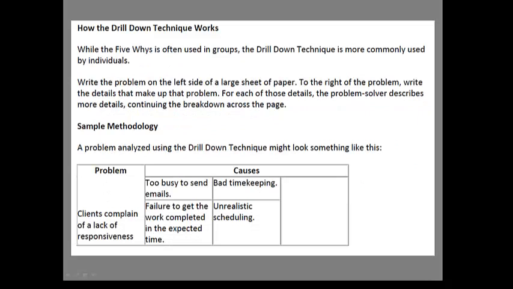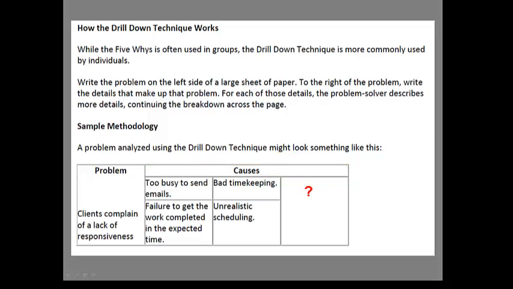Here's the drill down technique. If 5 whys is used in groups, the drill down is used typically by an individual. You put the problem in the left-hand column. The client complains of a lack of responsiveness. Then you start adding to it. The next column: I'm too busy to send emails. Well, why are you too busy to send emails? Because I'm not good at keeping time or managing time. Why are you bad at managing time? And I keep writing down the columns until I begin to get to the root cause.